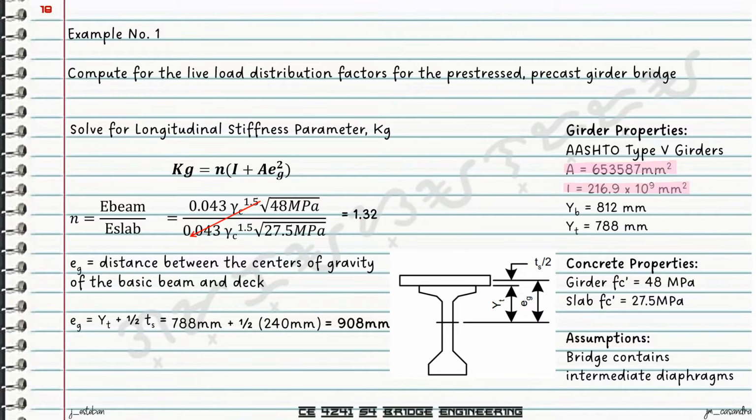So we already have all the values to solve for K sub G. Substituting these values, K sub G is equal to 1.30 times 216.9 times 10 raised to 9 plus 653,587 times 908 squared, which will give us a value of K sub G equal to 9.976 times 10 raised to 11 millimeters raised to 4.